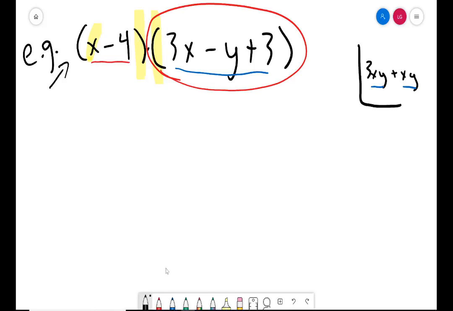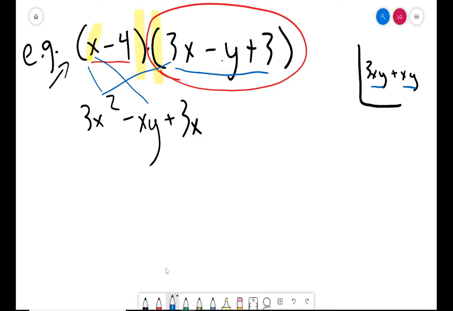1x times 3x, that's 3x squared. 1x times minus 1y is negative xy. 1x times positive 3 is plus 3x. Okay, so hopefully you can see where all of those are coming from. This is like this. Those are multiplying together. This term is these two. This third term is these two, right?